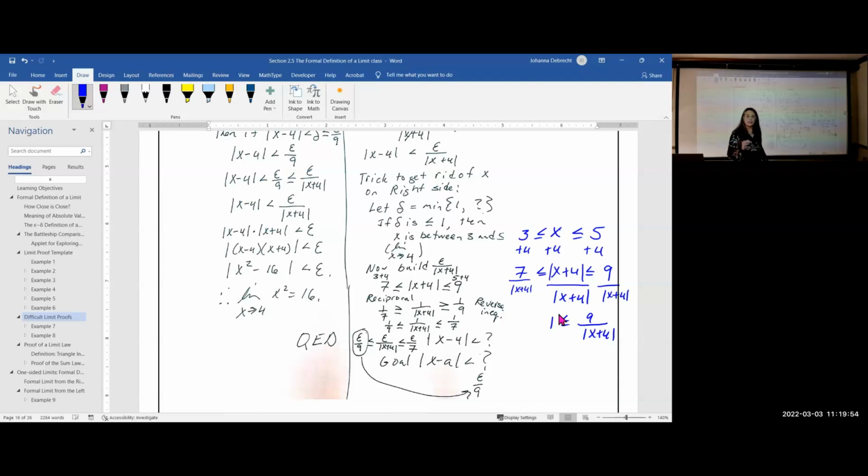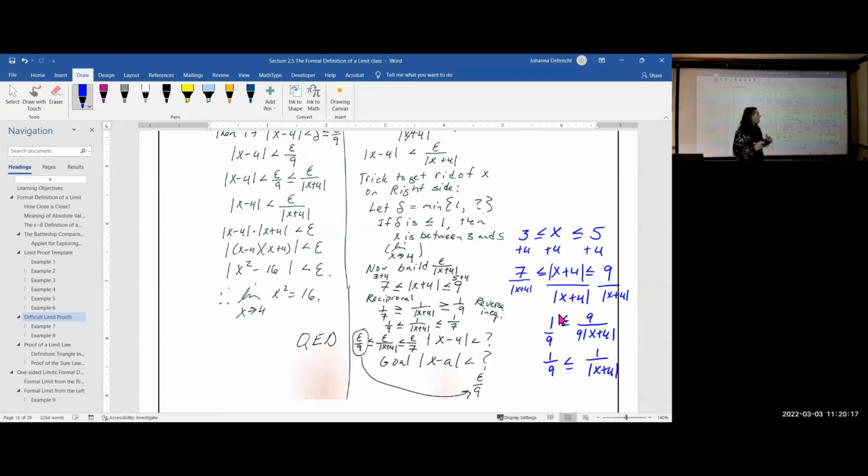The 9 has to go because when I was up here, I had epsilon over the absolute value of x plus 4. There was no 9. So the 9's got to go. So I'm going to move the 9 by dividing both sides by 9. And when I divide both sides by 9, I get 1/9 is less than or equal to 1 over the absolute value of x plus 4.